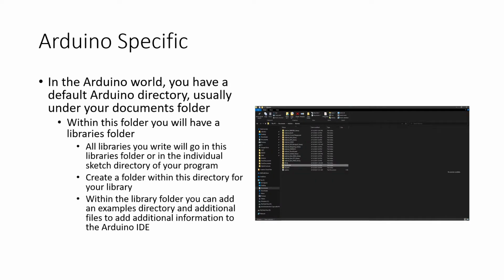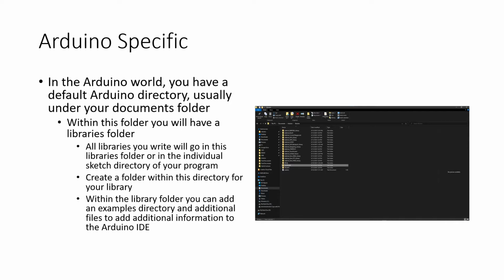So let's talk about a couple little Arduino specific things and then we'll get to an example. So in the Arduino world, you're going to have a directory on your computer that is created in your My Documents folder or in your home directory should you be using Linux or Mac. And this directory is going to be called Arduino. Within this directory, you're going to have a folder called Library. You're also going to have folders for every sketch that you've ever written on that computer. This libraries folder is then going to contain a bunch of other folders, each one for a different library.